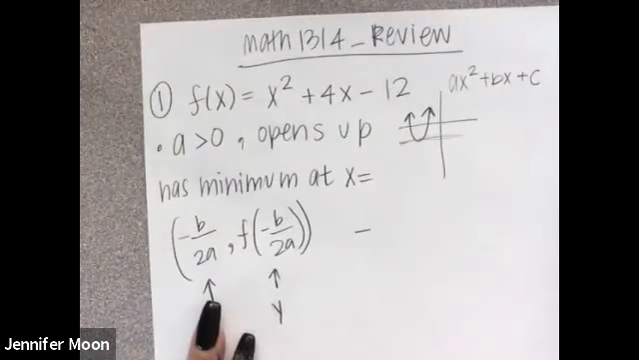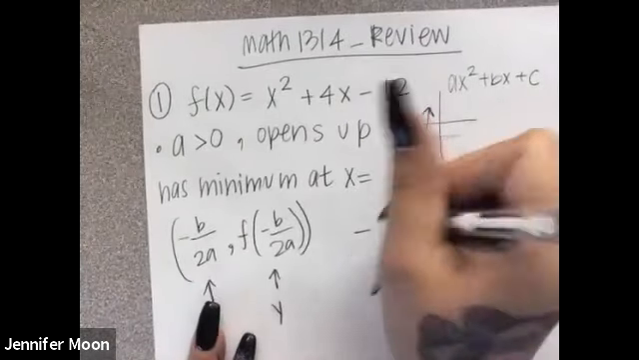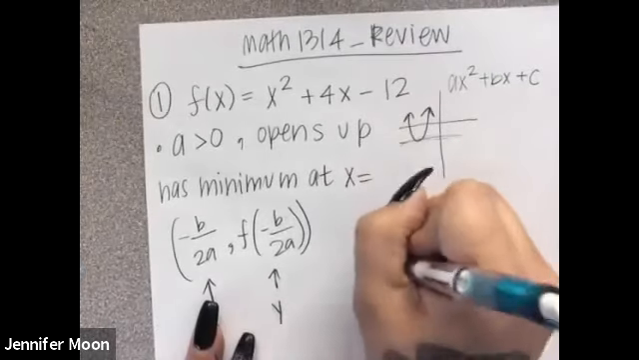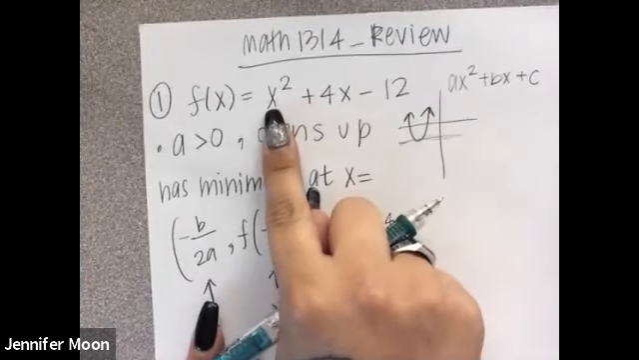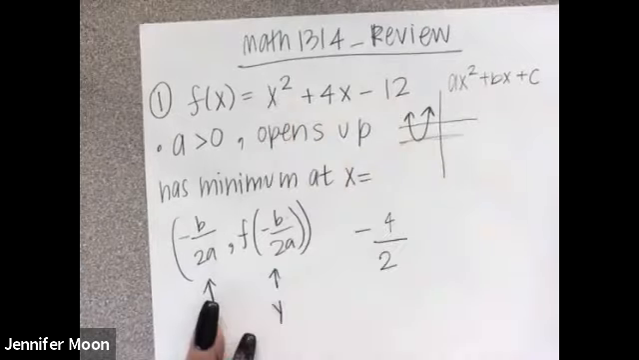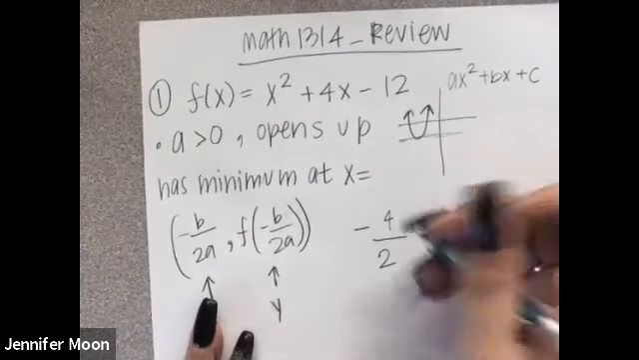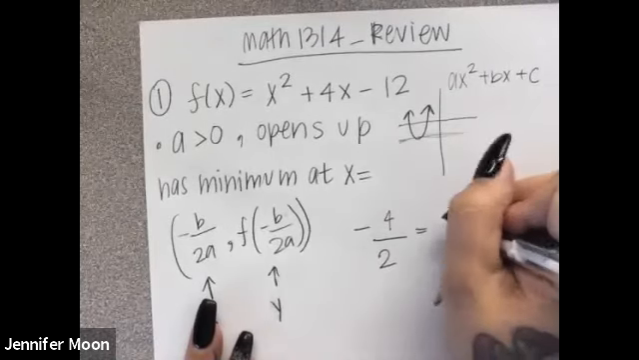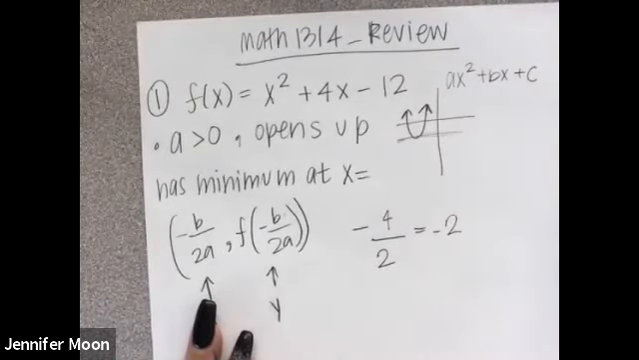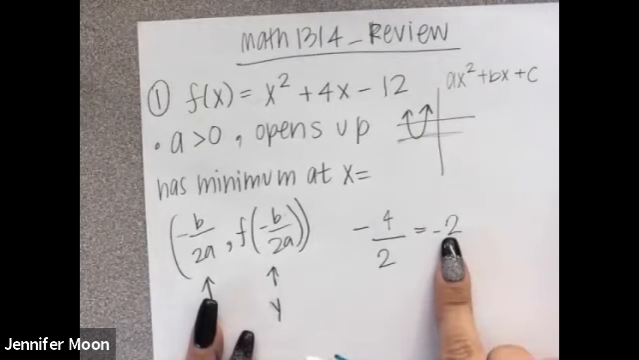So negative, what is my b, y'all? So negative, I got a 4 over 2 times a. What is my a? 1. And so that would just be 2 times 1, which is 2. You're right. And then if we do this math, 4 divided by 2 is 2. Signs are different, so it's negative. That's my x value, y'all.